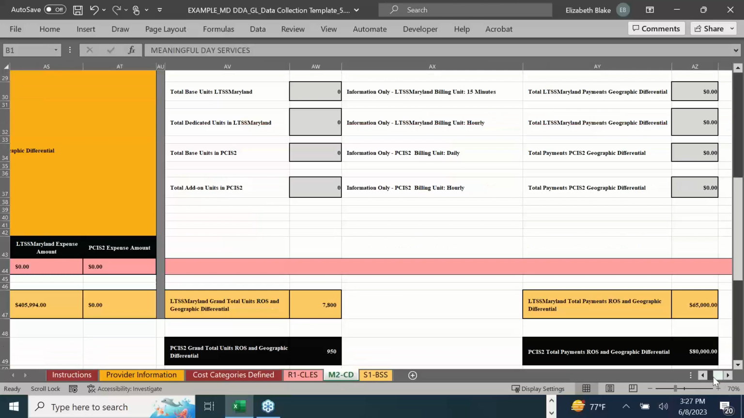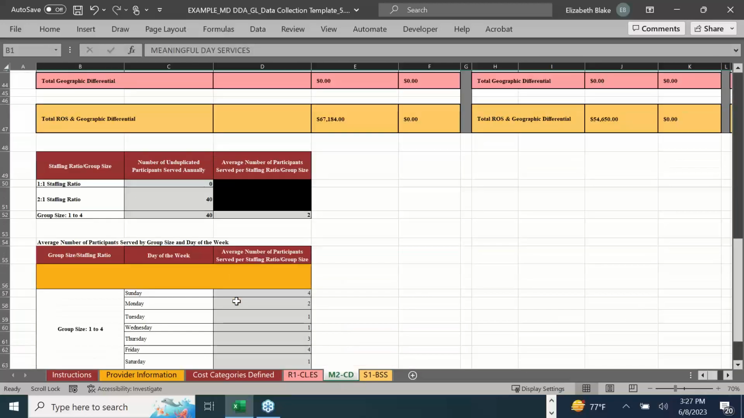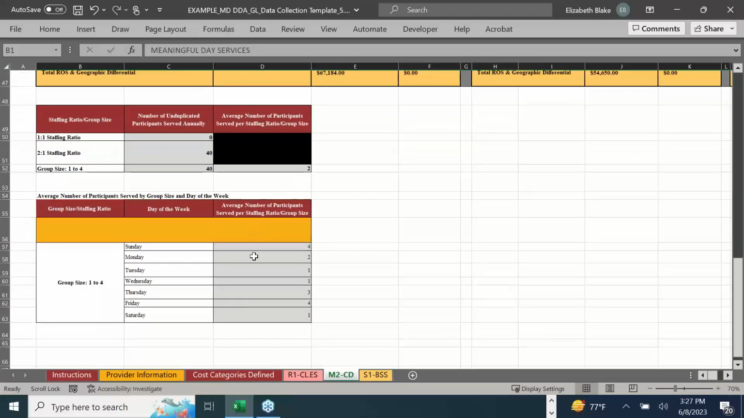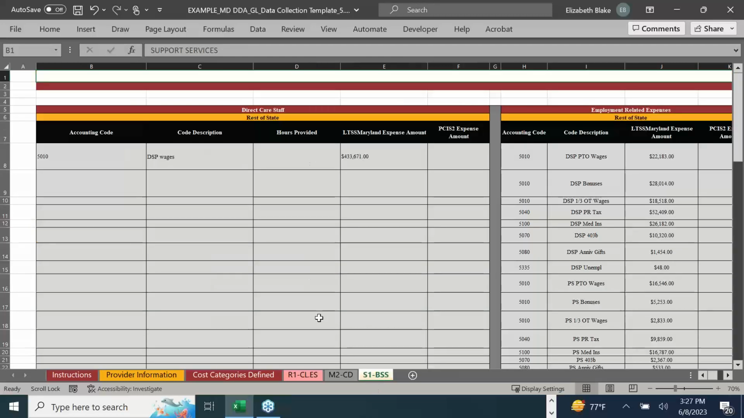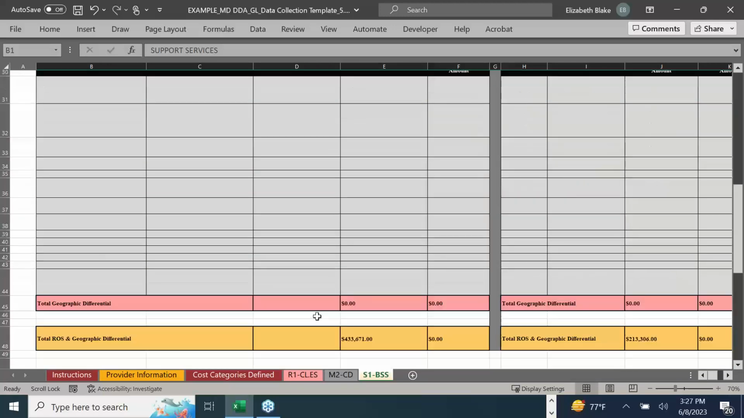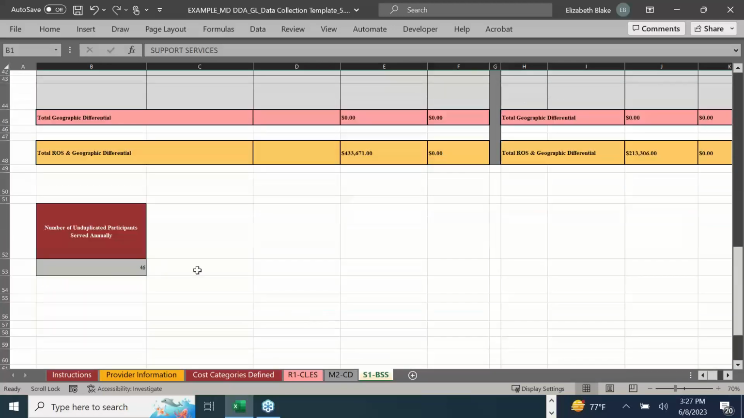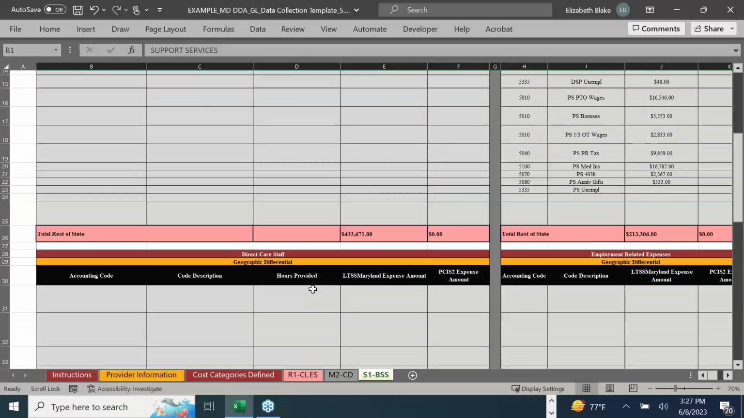The only thing that's going to be different for the most part is the information that we're asking you to provide at the bottom of the front of the tab. So we have these tables here. You'll enter any data wherever we have a gray cell for you. And the same thing here, set up the exact same, just with a different table at the bottom.